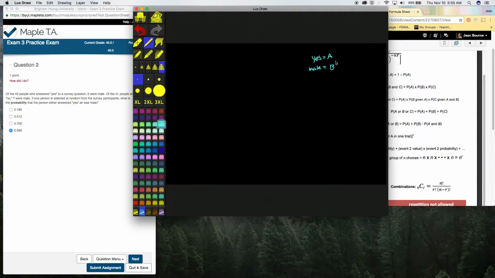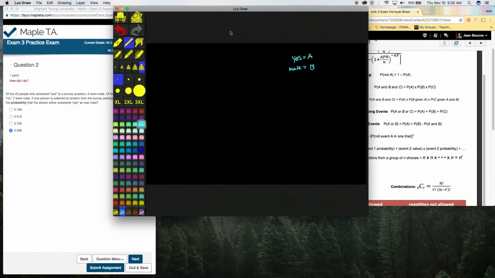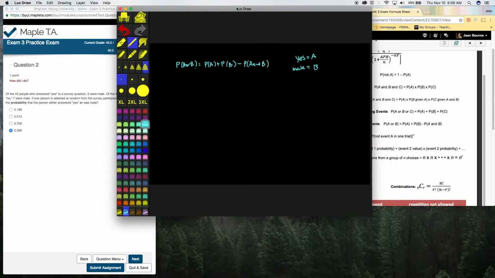So the question is, are these overlapping? Can they possibly answer yes and be male? And the answer is yes, they can. And so these are overlapping events. So we're going to use this formula right here. Let me just write that down. Okay, so we have the probability of A or B equals the probability of A plus the probability of B minus the probability of A and B, because these are overlapping. We don't want to include the A and B, that they're yes and male.